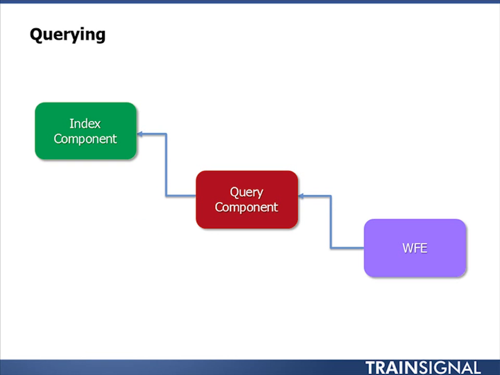And then finally, last but not least, is the actual querying. The way that querying is going to work is we've got our web front-end server. The user's going to make a request to the web front end. The web front end is going to send that over to our query component. Our query component is going to analyze that, figure out what it is that we actually need to search for, and send the search request off to the index component. The index component will then build up the results and send them back to the query component. The query component will then reorganize as needed and then send the results back to the web front-end server.